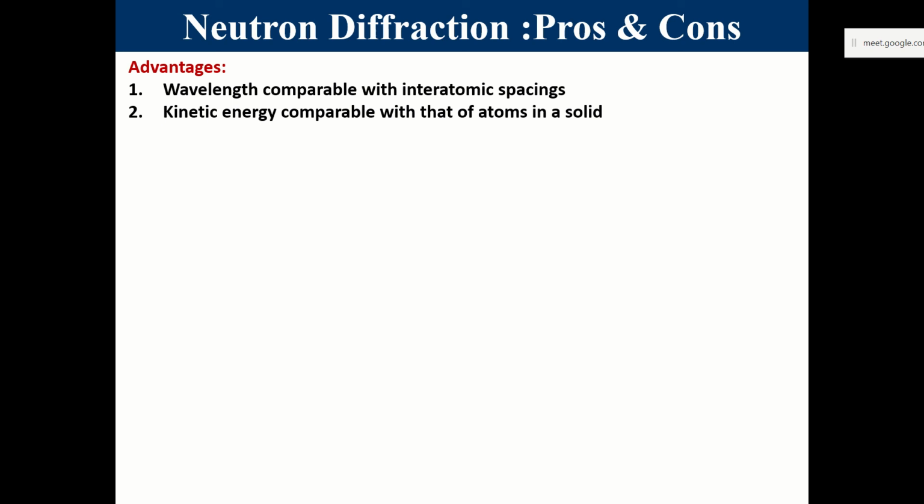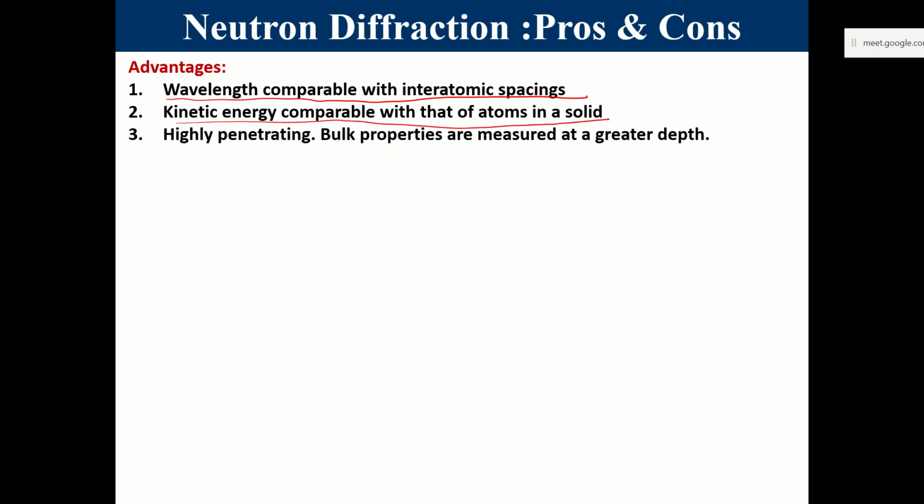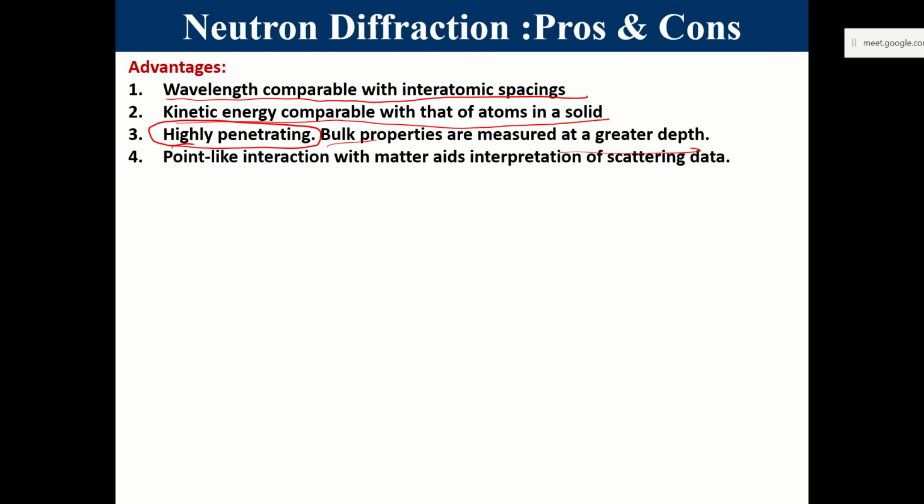So neutron diffraction advantages. The wavelength is comparable to the interatomic spacings. Kinetic energy is comparable with that of the atoms in the solid. It is highly penetrating, very good. This is a huge advantage compared to the electron diffraction technique. When you have a multi-layered structure, say one layer of titanium covered with silicon oxide, in those cases you need to know layer by layer how the properties change. So bulk properties can be analyzed at a greater depth.